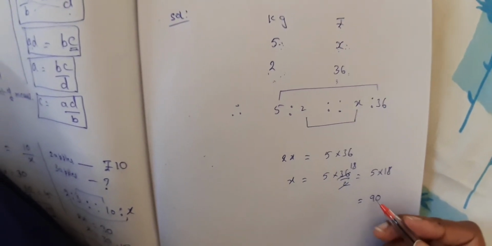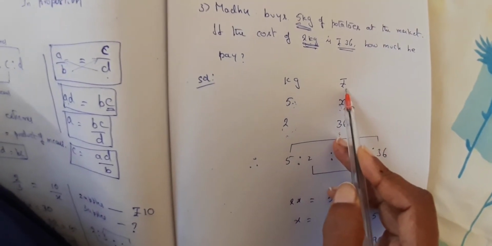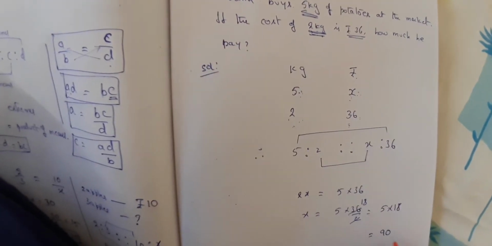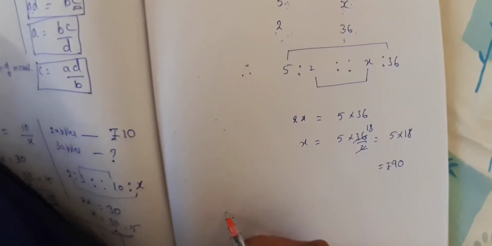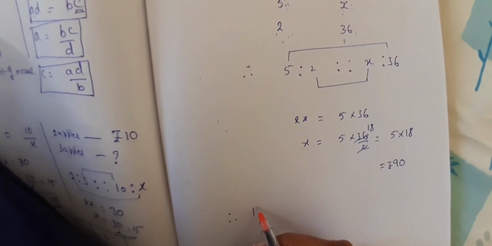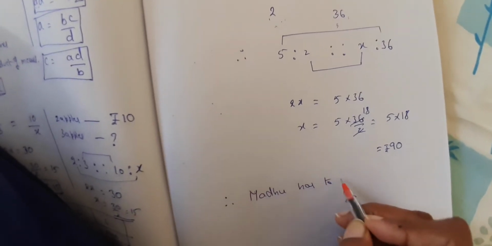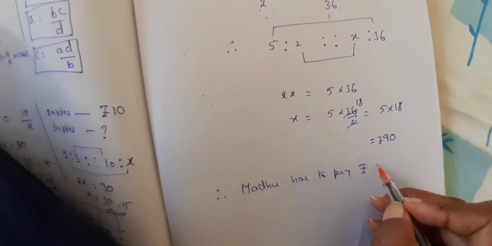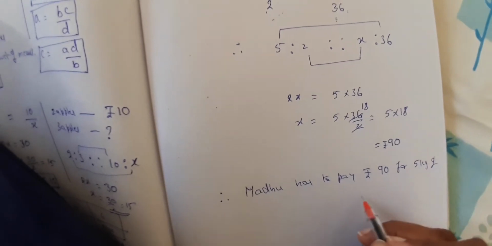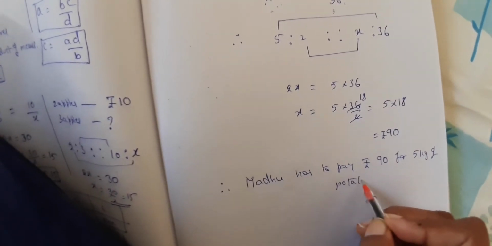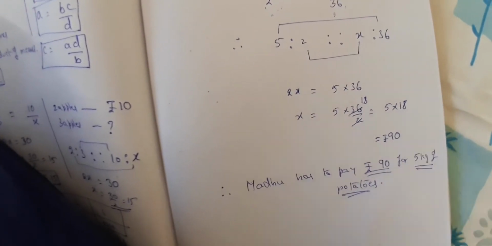So what is that? 90 rupees, because you are determining x, and x falls under the rupees unit, isn't it? So the value of x is rupees 90. So in conclusion, you have to give the statement form. Therefore Madhu has to pay rupees 90 for 5 kgs of potatoes. This is how you have to write your answer.